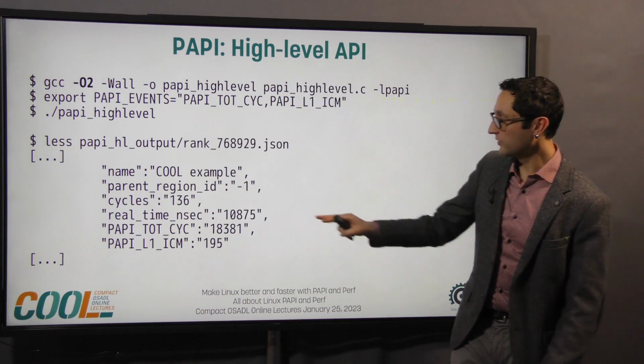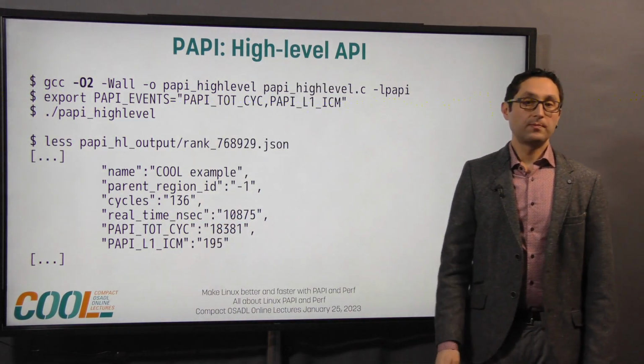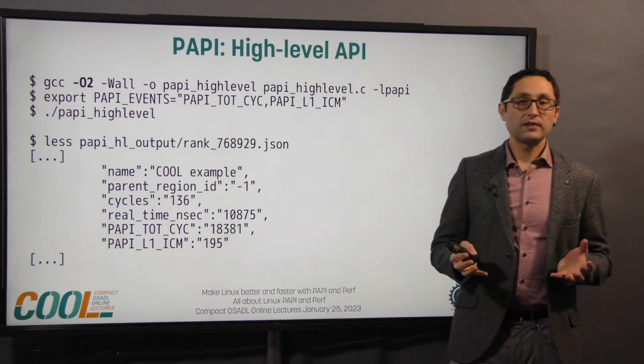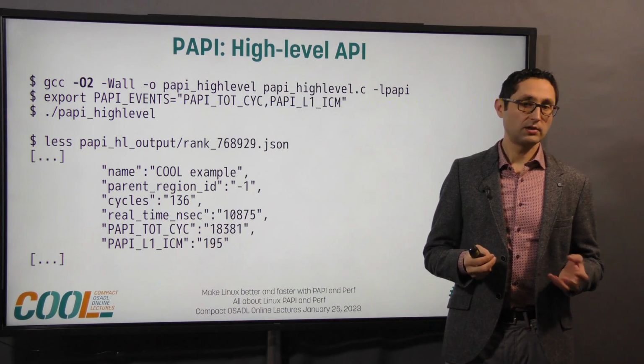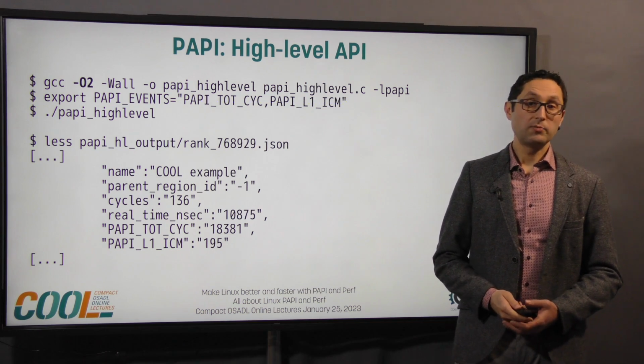We can actually also see right here that the number of cycles has drastically reduced. So it's exactly the same example, but using a different API. So this should give you an idea of the difference of the low-level and the high-level API of lib PAPI.